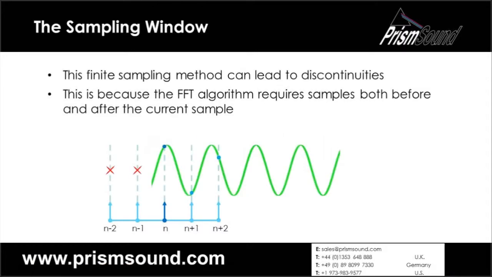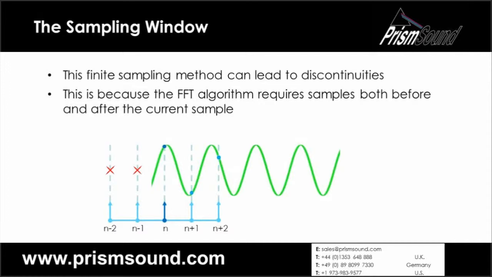Okay, so the finite sampling method can lead to discontinuities. This is because the FFT algorithm that we use actually requires samples both before and after the current sample that we're processing. This means that if we're processing a sample near the end or the start of our FFT window, there's not going to be any data either before or after, depending on where we are, to use, which obviously means that the calculation is not going to work correctly.